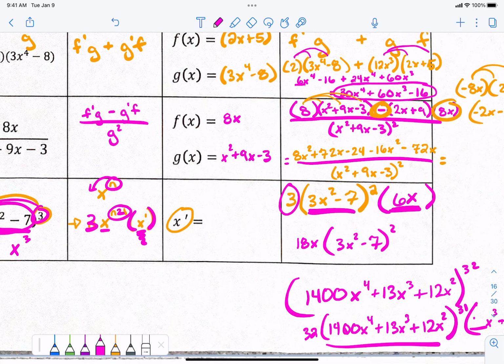So the key here is that when you are doing the chain rule, you have to multiply by x prime. In this case, what was my x prime? 6x. That's what you're multiplying the end by.